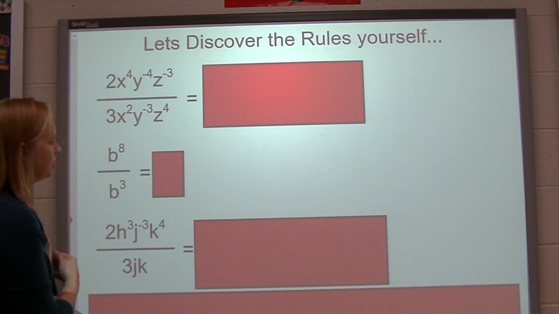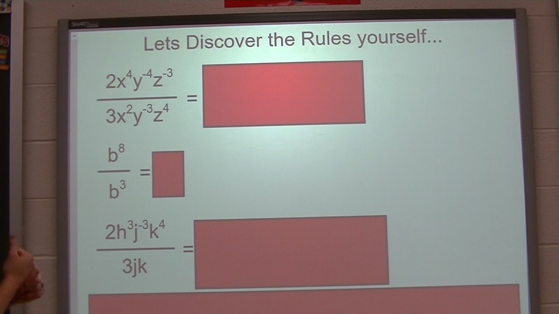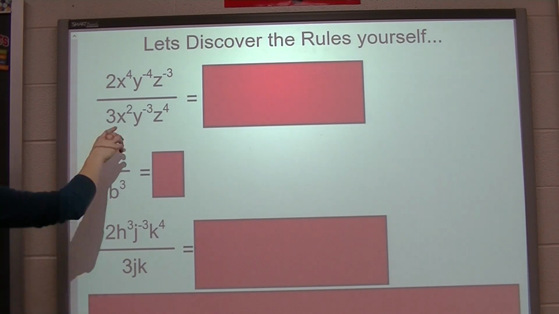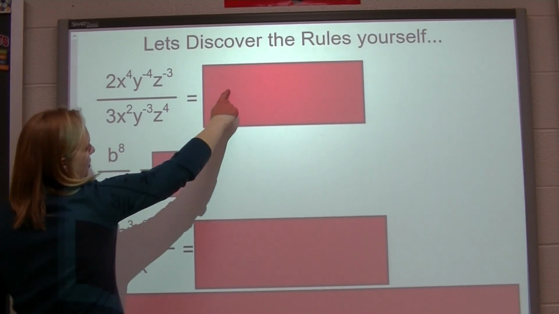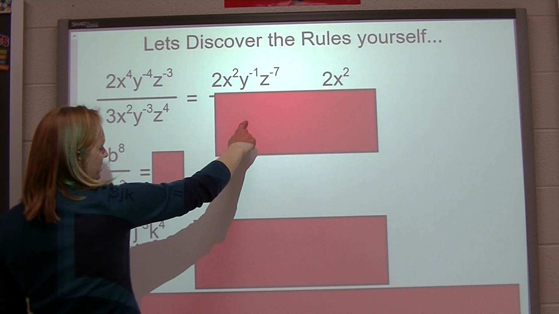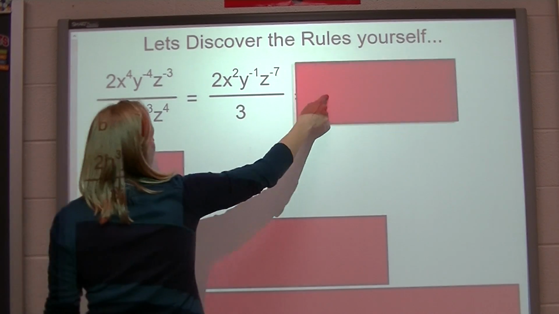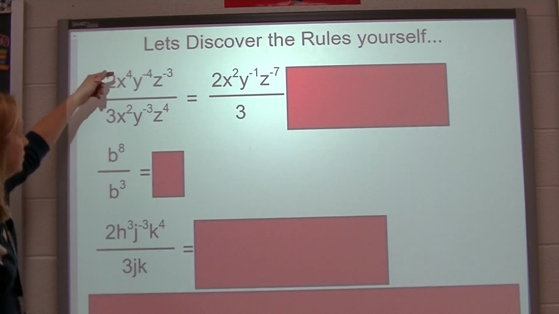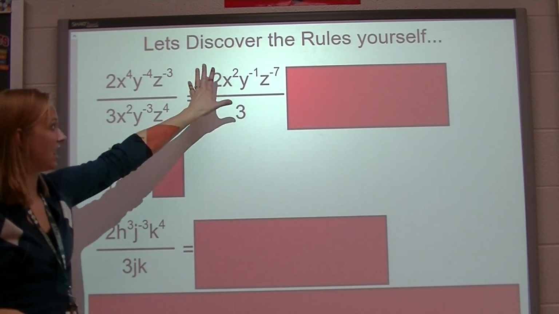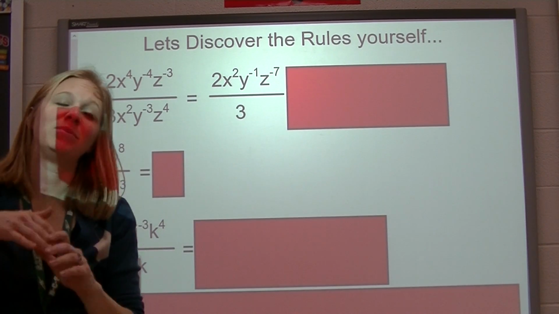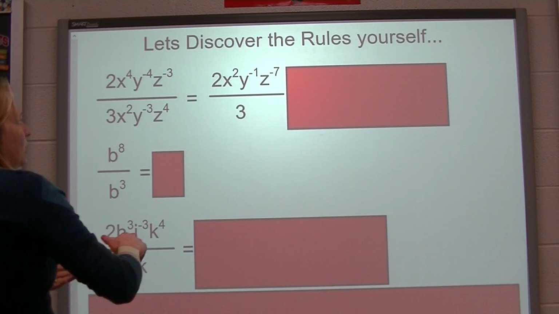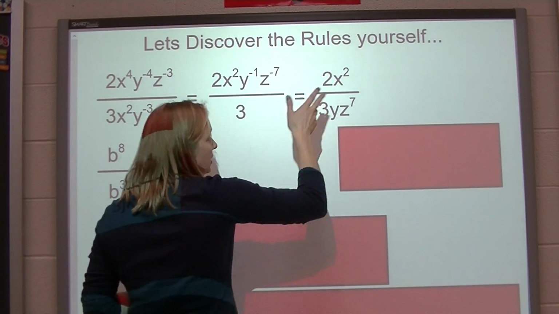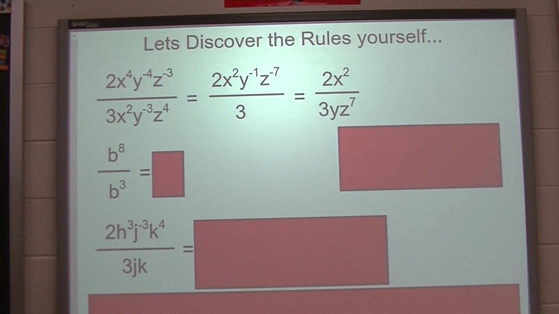Let's check out another rule. Here, 2x to the fourth, y to the negative fourth, z to the negative third, all divided by 3x squared, y to the negative third, z to the fourth. Now what I did is I moved everything to the numerator here. I'm going to let you try to figure out what the rule is. But anyway, there's 2x squared over 3y z to the 7th.